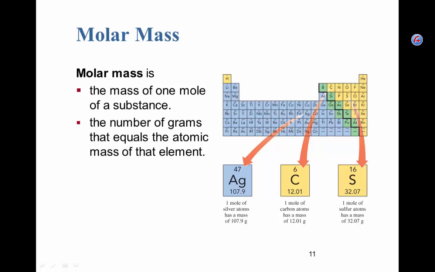For carbon, the atomic mass on the periodic table is 12.01, so that means I have 12.01 grams in 1 mole. For sulfur, the average atomic mass is 32.07, so that means I have 32.07 grams in 1 mole. So I know the molar mass of any substance on the periodic table because I know the average atomic mass is given on the periodic table.